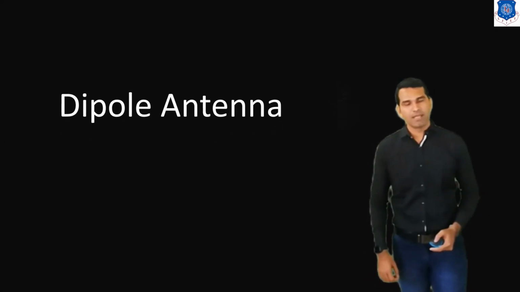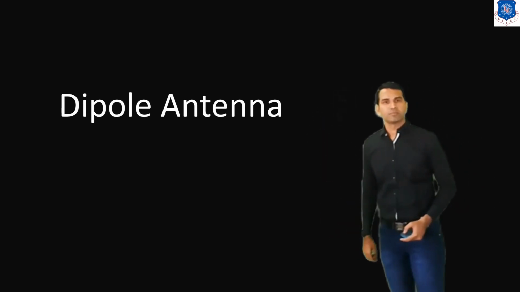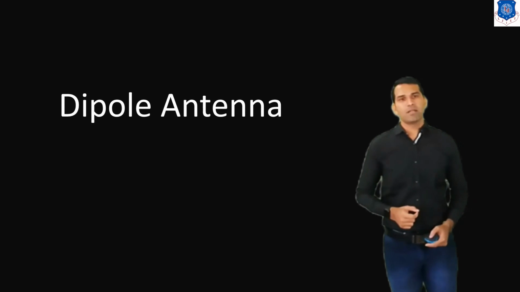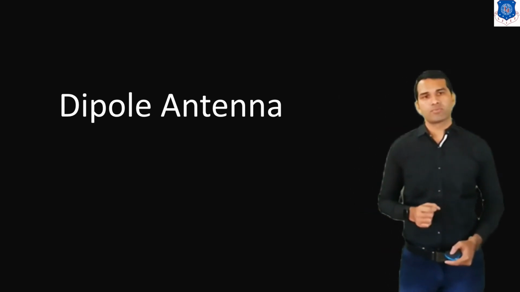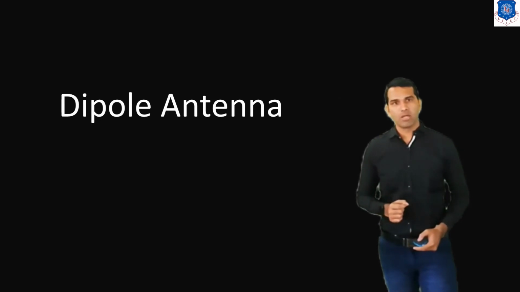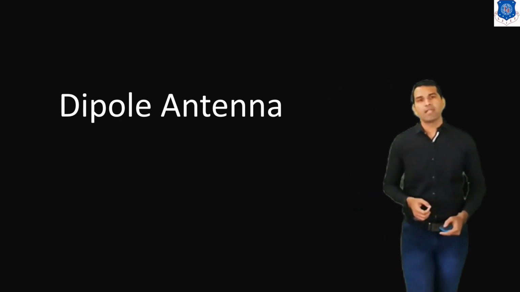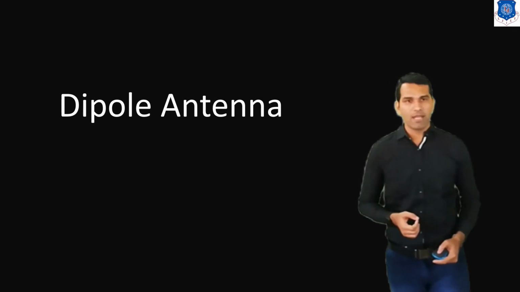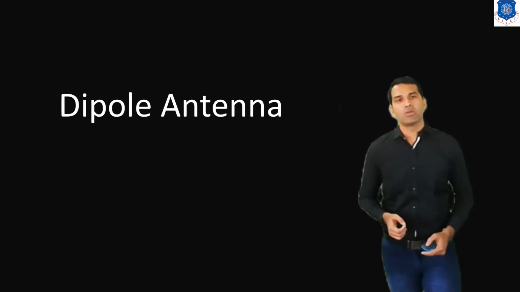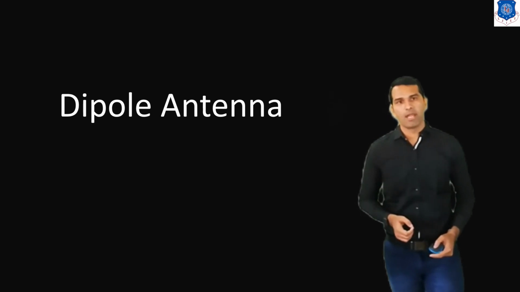In this lecture we discussed the dipole antenna. In the next lecture we learn about the different types of dipole antenna. First we learn about the oscillating dipole, which is nothing but the Hertzian dipole. Then we learn about the small dipole antenna, then the monopole antenna, and last the half wave antenna, that is, the lambda by 2 antenna or half wave dipole antenna.